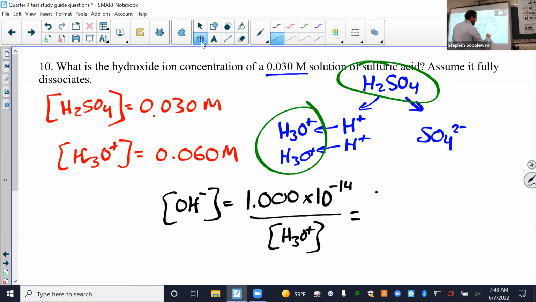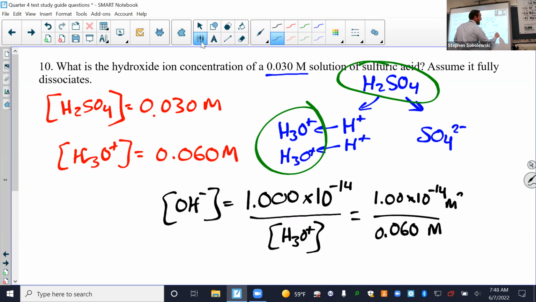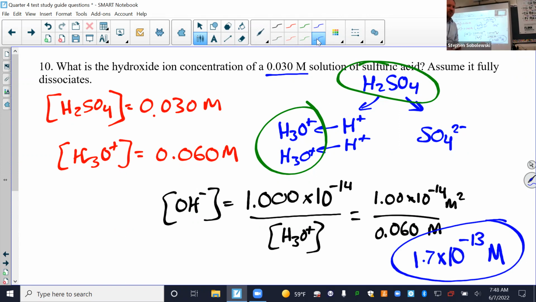All right, so once again, 1.00 times 10 to the negative 14 divided by 0.060, and technically the unit here is molar, and this is technically molarity squared. 1 times 10 to the negative 14 divided by 0.060 gives me, checking my sig figs, looks like 2 sig figs. My answer is going to be 1.7 times 10 to the negative 13, and my unit is molar. Anytime you're asking for the concentration of, that's going to be molarity, or molar.